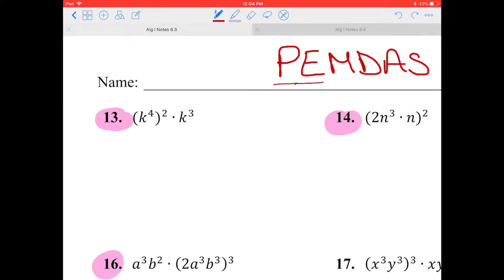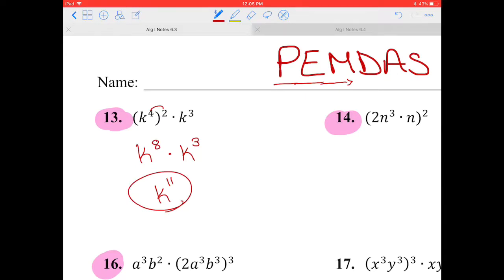So I'm going to do that first. In this problem, we're doing the power property first. So k to the 8th power, and then bring down everything else, times k to the 3rd power. Then if you keep following PEMDAS, now we're going to do any multiplication. So that's all we have left. When you're multiplying, you have to add up your exponents. 8 and 3 make 11. And that's it.